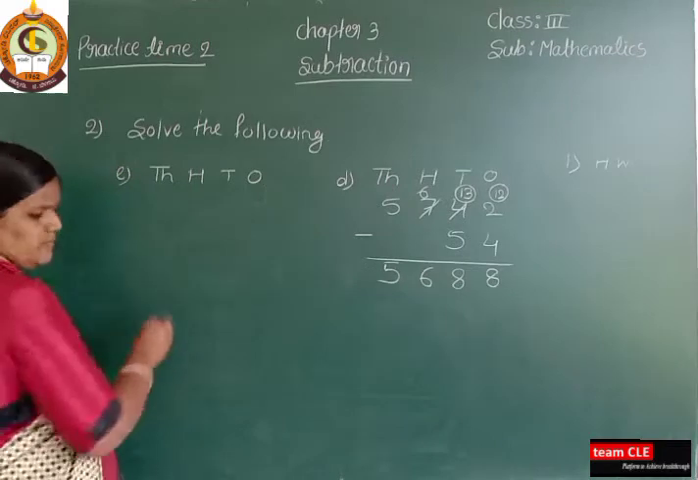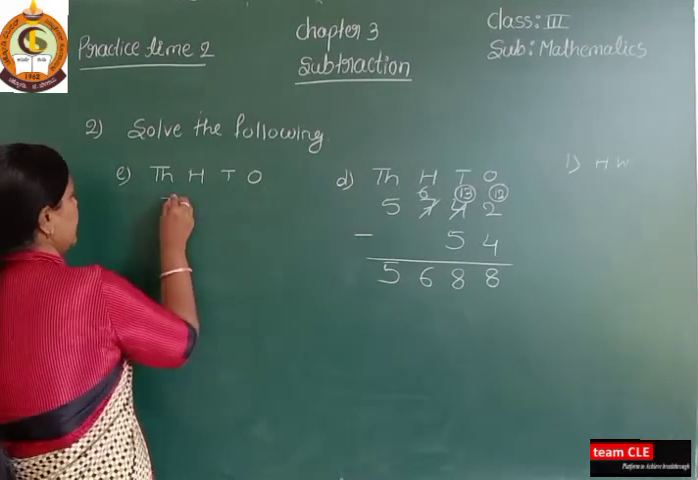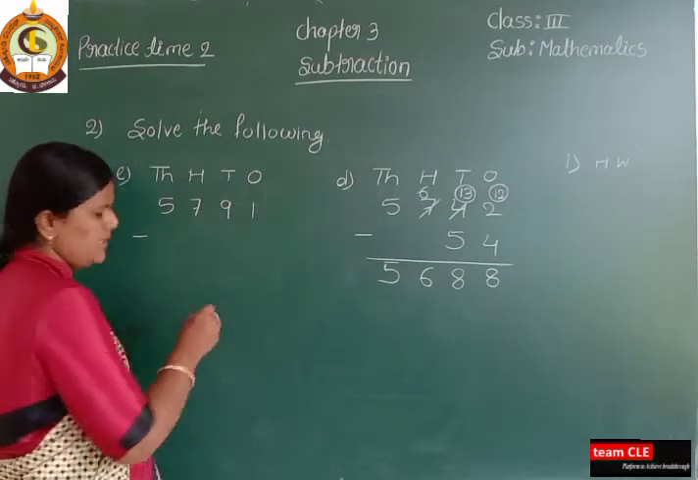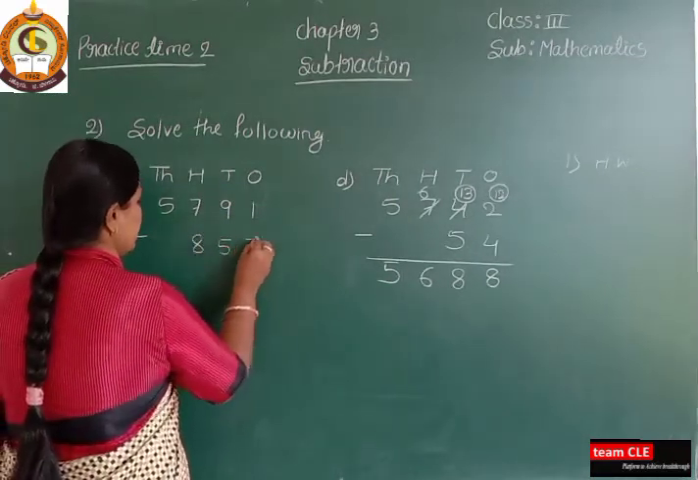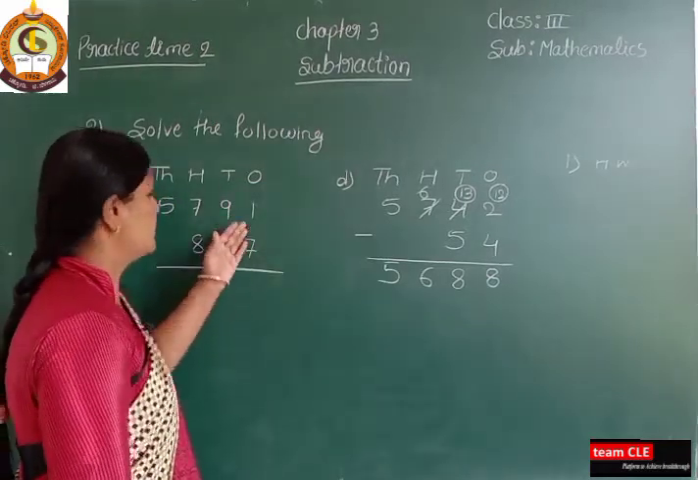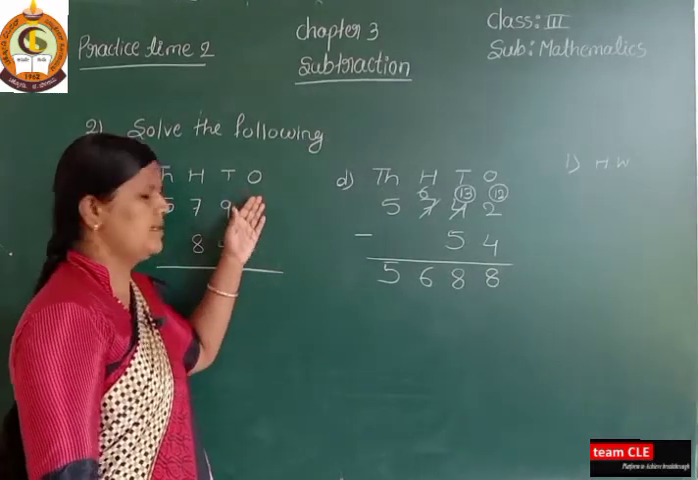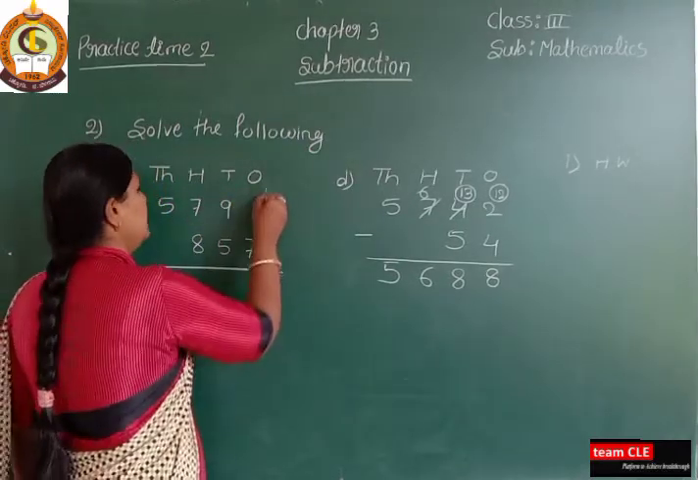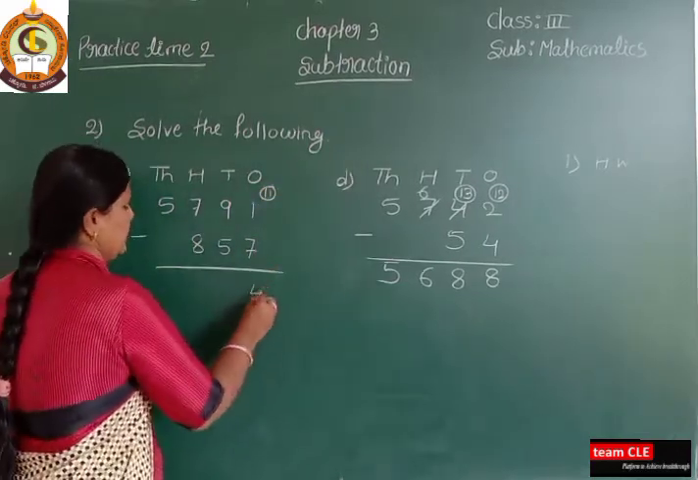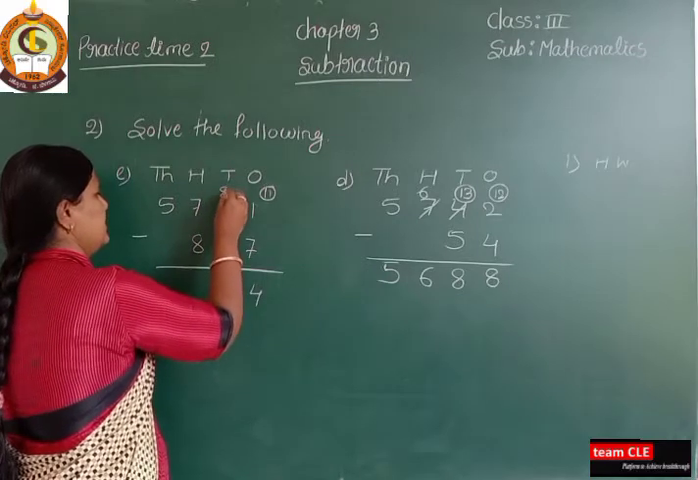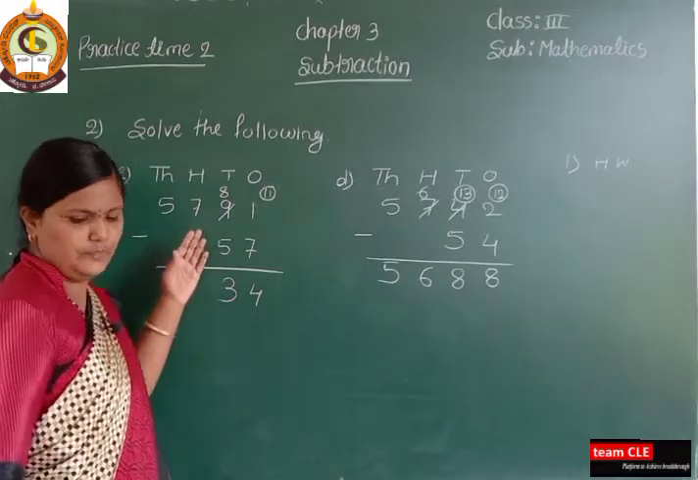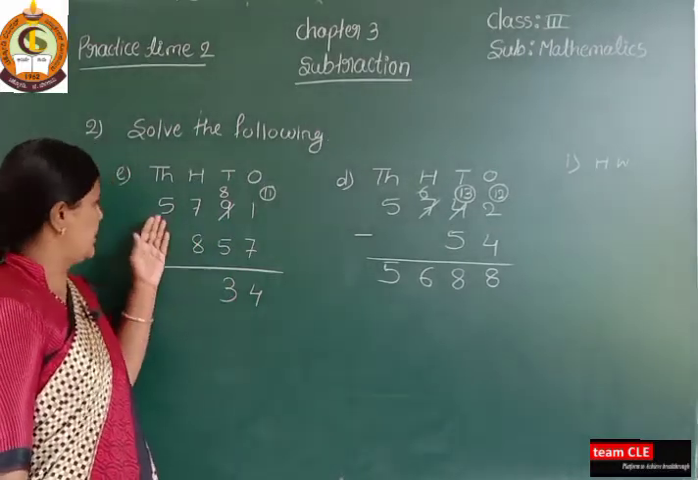E1 problem. 5791 minus 857. 1 minus 7. This 1 is less than 7, so again you have to take one tens group. That 10 plus 1 is 11. Write here 11. 11 minus 7 is how much? 4. Write here 4. And instead of 9 here, 8 remains. 8 minus 5 is 3. 7 minus 8.